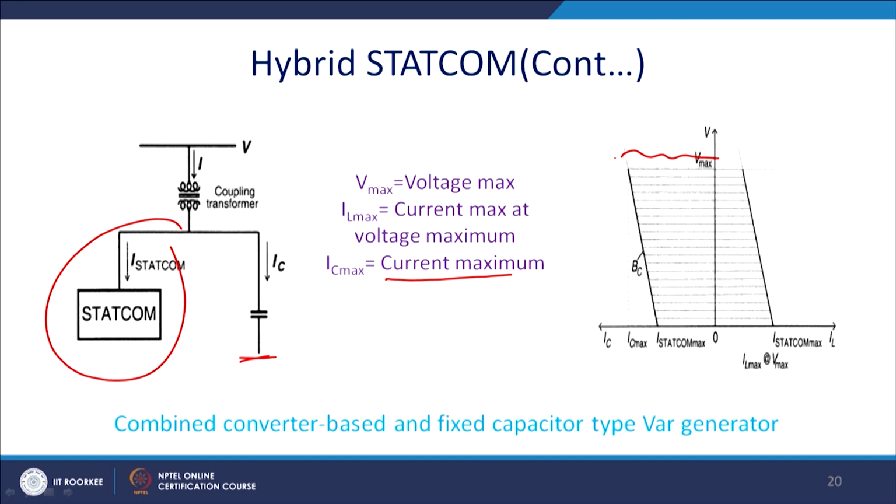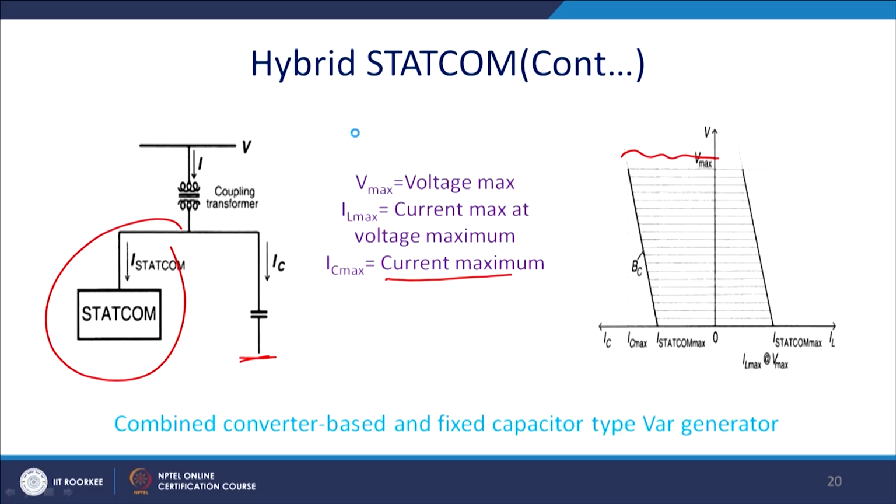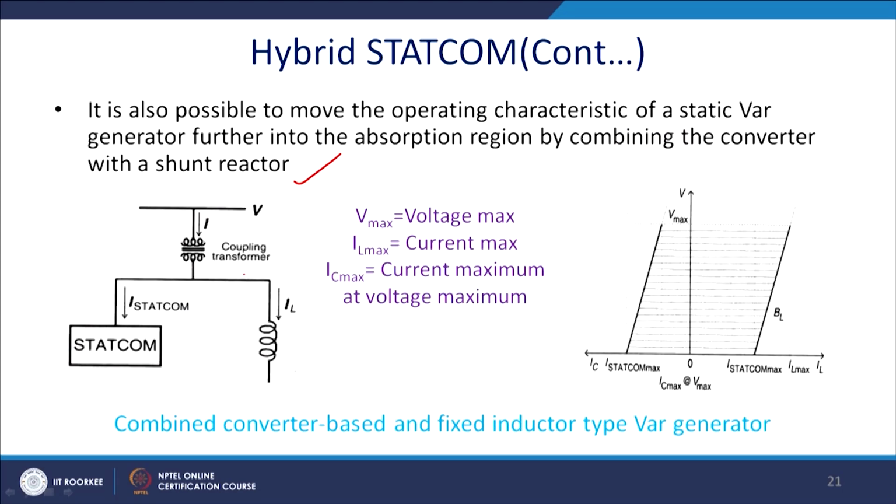So, similarly it is possible to move the operating point of the Statcom further into the absorption region by combining a converter and a shunt reactor. So, you have connected a series, so it will be coming this side, and you have connected an inductor, so it will be coming this side. So, not much difference, just whether you are connecting a reactor or the capacitor, that matters. So, other things are the same.